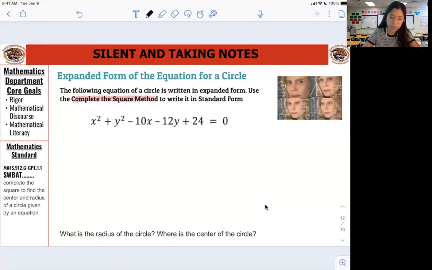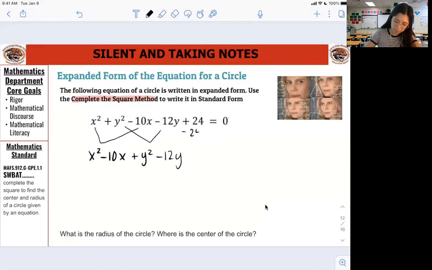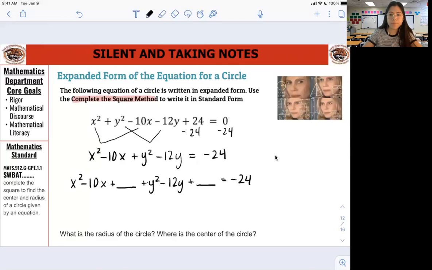So first thing I'm going to do is I'm going to rearrange it, put all my x's together, put all my y's together, and I'm going to move my constant to the other side. So I'm going to do several things all at once. First thing, I'm going to write my x's together. Write my y's together. And I'm going to subtract 24 on both sides to move it over. Okay, x's together, y's are together, move the 24. Next up, I'm going to complete the square. So I'm completing the square for the x's, and then I'm going to complete the square for the y's.